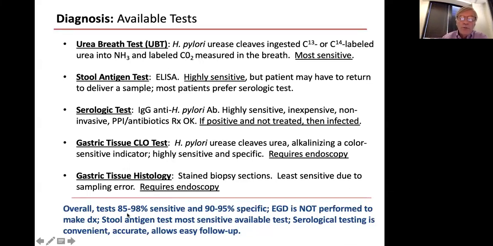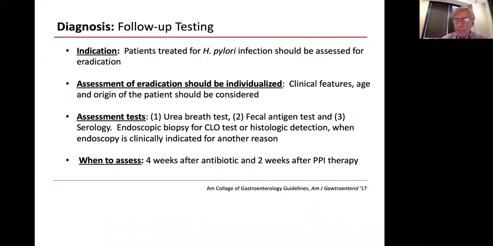So overall, though, tests are 85 to 95% sensitive and 90 to 95% specific. Endoscopy is not performed to make a diagnosis, as I mentioned. Stool antigen is the most sensitive available test. Serologic testing is convenient, accurate, and always easy to perform in follow-up. So what drives at least my enthusiasm for the serologic test? Let's see if I can show here.